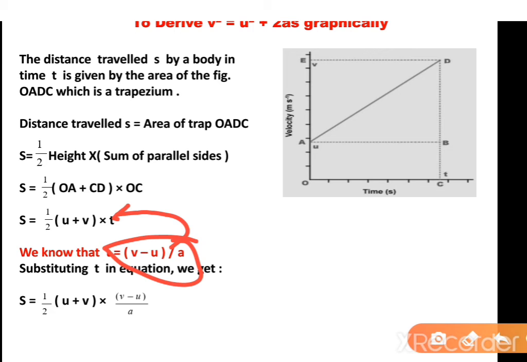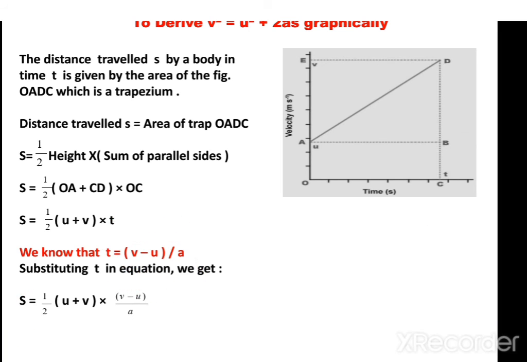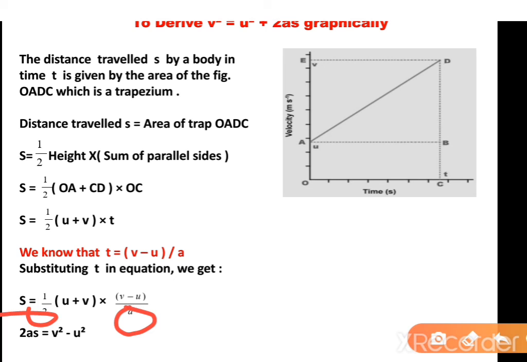Now if you see in this equation, V plus U into V minus U is nothing but V square minus U square. This is the identity used in mathematics. Then we get 2as is equal to V square minus U square. Why is this 2as? The 2 and the A which are there in the denominator are taken to the left side, because division becomes multiplication. So 2as is equal to V square minus U square.